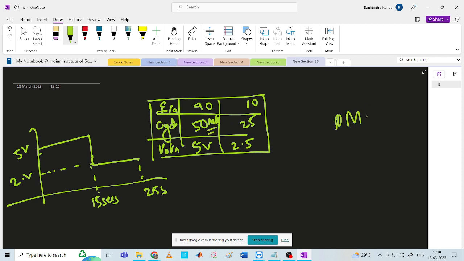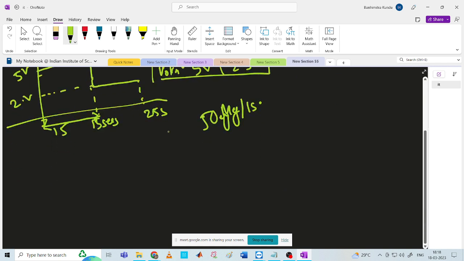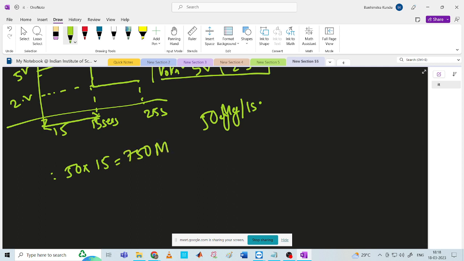50 mega cycles means you have a frequency like this. So 50 mega cycles have passed in 1 second, but we are interested in this much time, 15 seconds. So how many cycles have passed in these 15 seconds? It is 50 into 15. So 750 mega cycles have passed in 15 seconds.